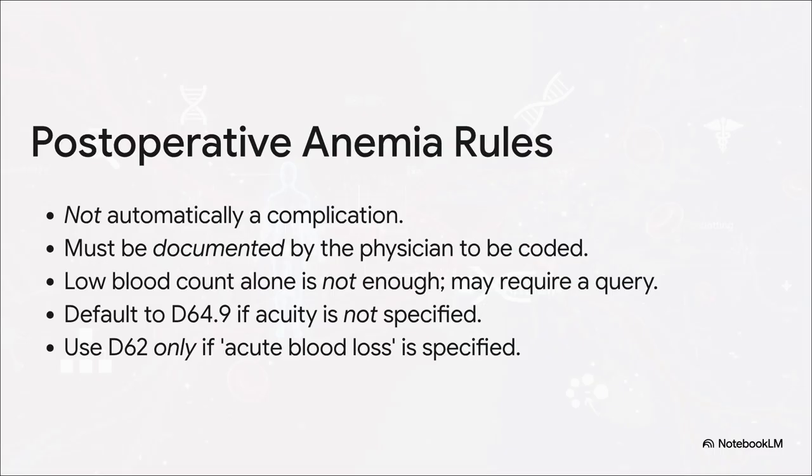A drop in hemoglobin after surgery does not automatically mean the patient has anemia that you can code. The physician must diagnose it and write anemia in the chart. If they do that but don't say why, your default code is D64.9, anemia unspecified. And you can only use D62 if the doctor specifically links that anemia to acute blood loss after the surgery.